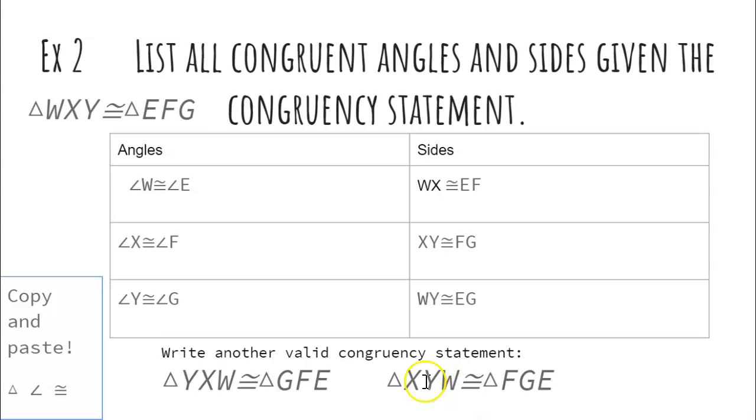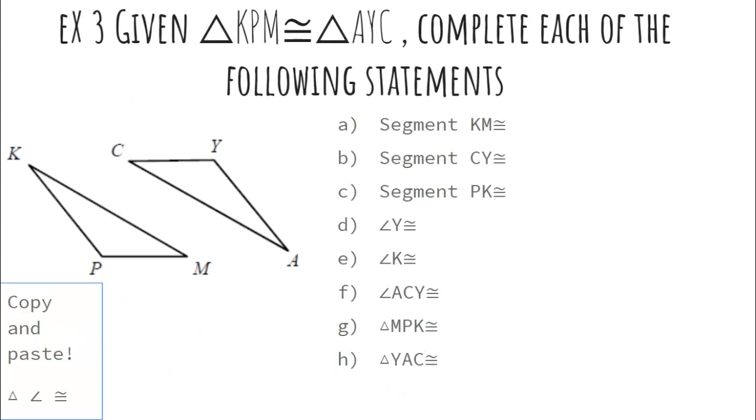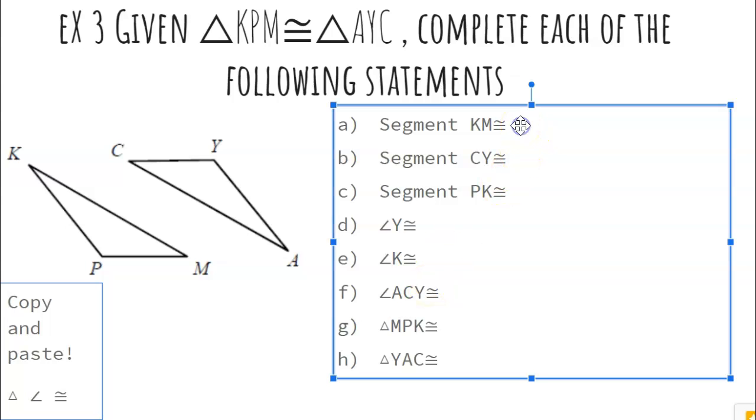Now, these are your congruency statements. You could have a different order. As long as there's the same corresponding order to the other triangle, then you're good to go. All right, so for example 3, we'll go over a few of them together, and then I'm going to skip around a few of them because at this point I'm hoping you can do this on your own. So I don't want you just sitting here watching the video.